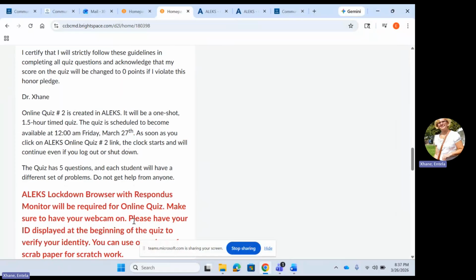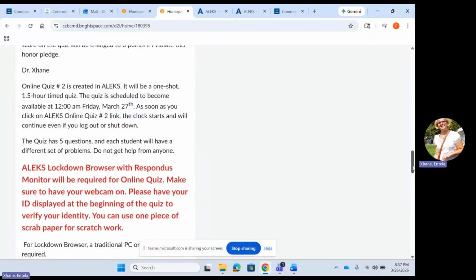You are required to use the Respondus Lockdown browser. Once you click, and assuming that you already took care of the download process of the Lockdown browser prior to taking the quiz tomorrow, you will be directed to the online quiz. Make sure to have a webcam on and make sure to have an ID that you are going to display in front of the camera for me to see that you are the one taking the quiz.